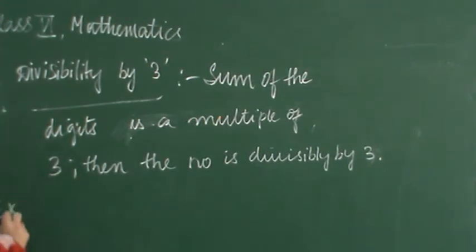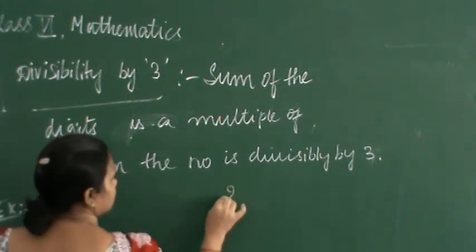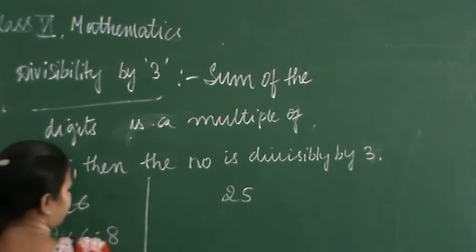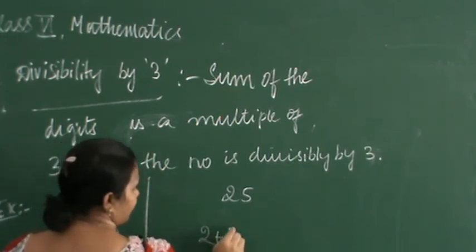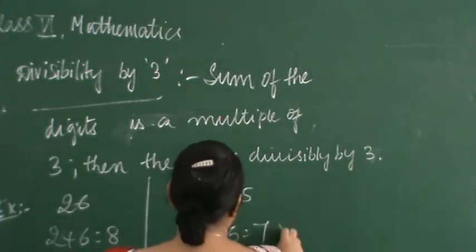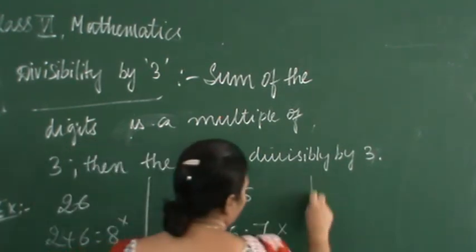For example, 25 is given, 26 is given, and he is asking us to find whether they are divisible by 3. You have to first find the sum of the digits. What is the sum of the digits of 26? 2 plus 6 is 8. Is 8 a multiple of 3? No. Now see 25. 2 plus 5 is 7. Is 7 a multiple of 3? No. So these are the numbers which are not divisible by 3.